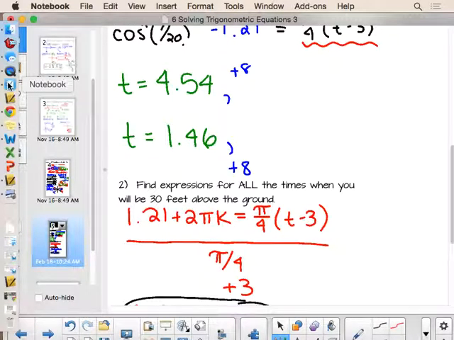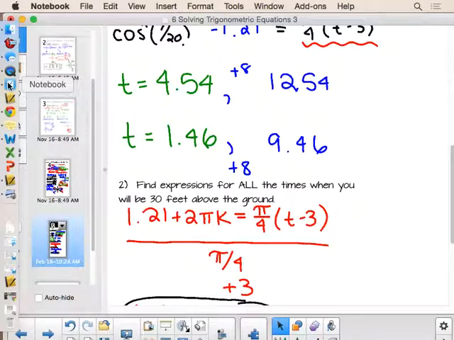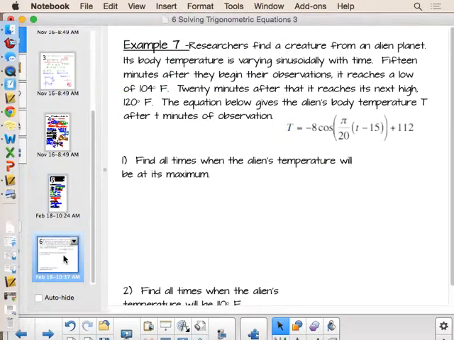I'm plugging in a value of k equals 1 to my general equations. So when I add 8, I get solutions of 12.54 and 9.46. Okay? So these are the first 4 occurrences of when I will be 30 feet above the ground. Alright, let's see if the other problem goes a little bit better.